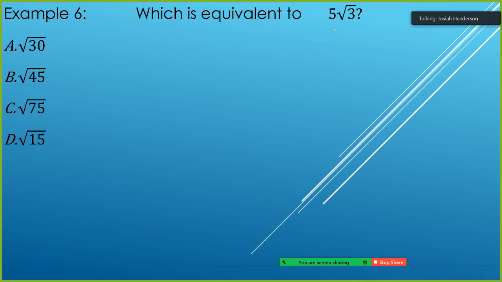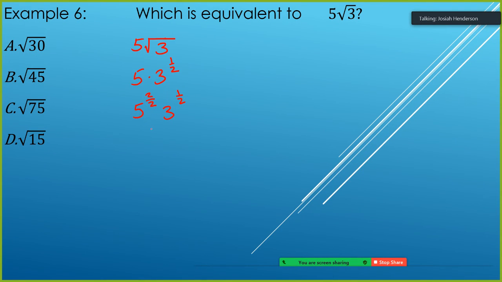Which is equivalent to 5 root 3? So, and there's our options on the left, of course. So here's how we do it. Let's start with the expression they gave us. Start by turning the square root into power form. So 3 to the 1/2. So 5 times 3 to the 1/2. Okay, 5 doesn't have an exponent, so I'm going to give it a 2 over 2. So it matches up with that other one. Has the same denominator.